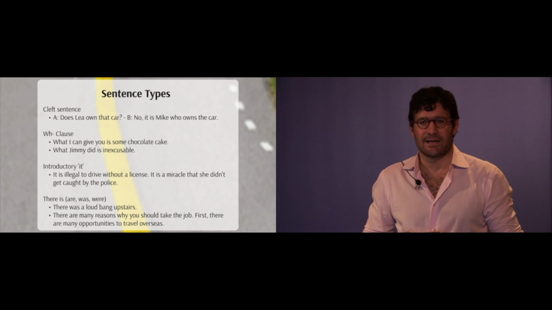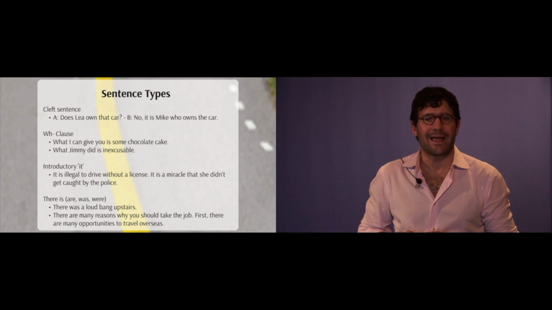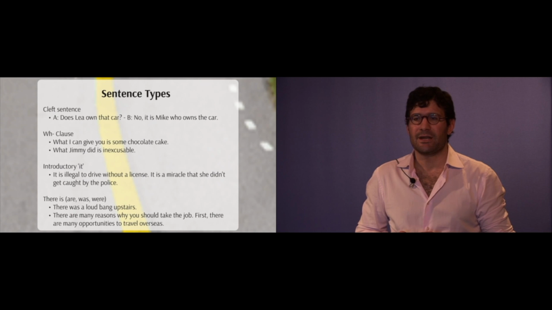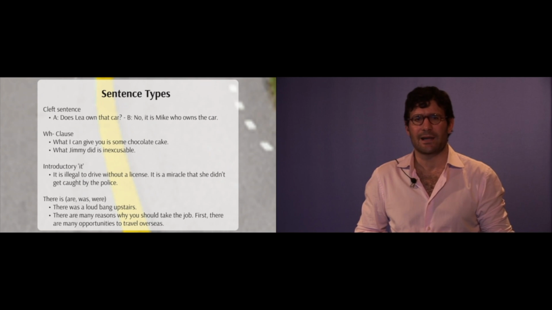The last type of sentence is if there is, there are, there was, or there were. There was a loud bang upstairs. There are many reasons why you should take the job. First, there are many opportunities to travel overseas. The introductory it generally doesn't give people problems. It's a good sentence to use, for example, for a thesis statement. But there is, there are, there was, or there were does give some students problems. So let's take a look at how you use it correctly.